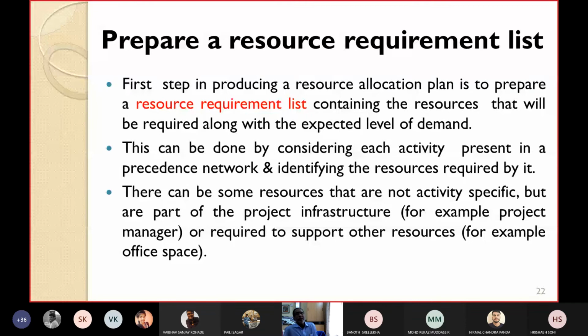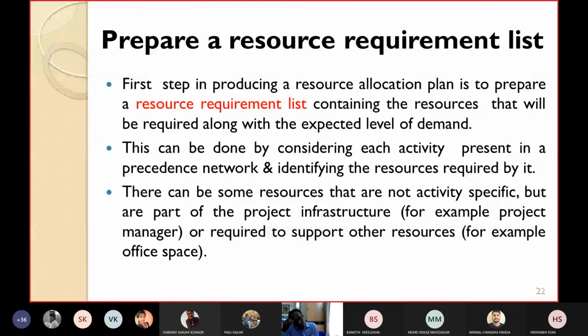So next we'll see, I have already told you, the first step is to identify the requirements, then you write them down in a document called the resource requirement list. Now let's quickly see how you can prepare a resource requirement list. The first step in producing a resource allocation plan is to prepare a resource requirement list.